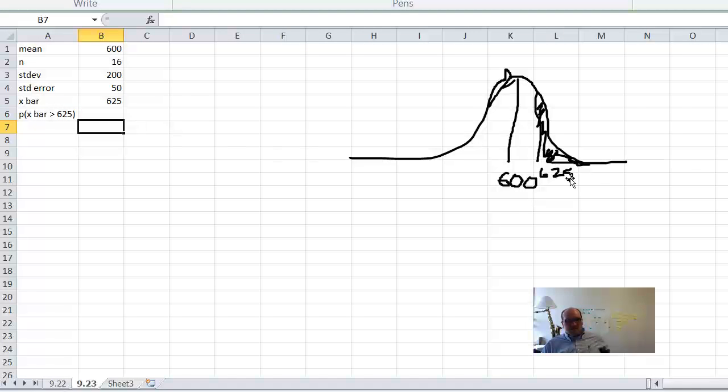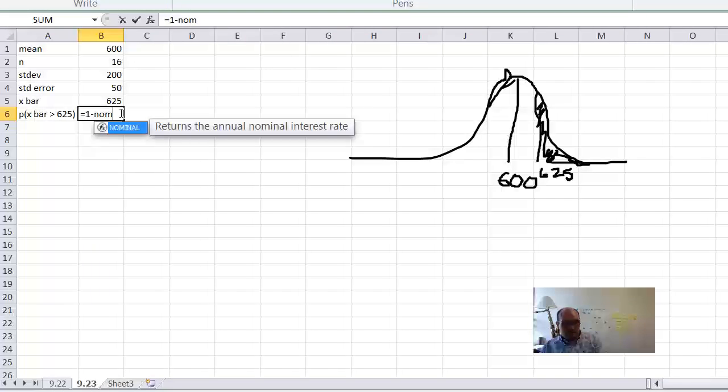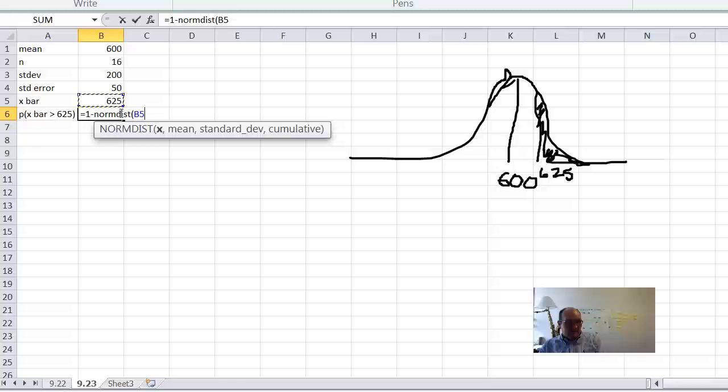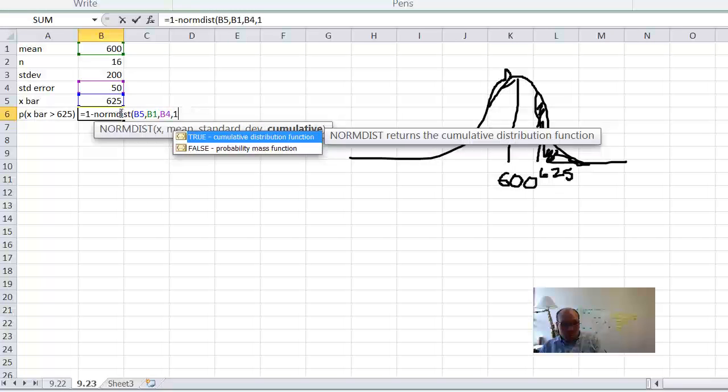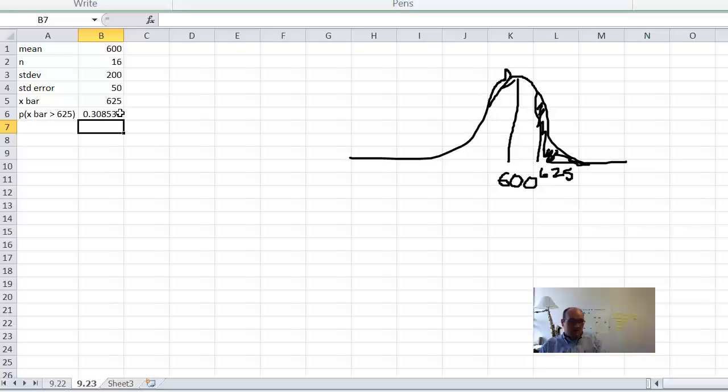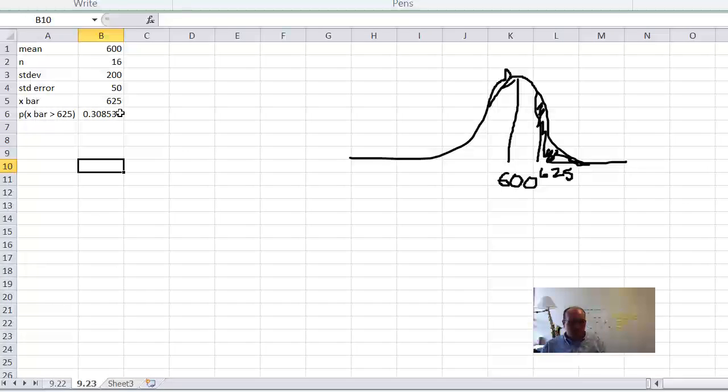But this is pretty easy. Once we know how to do this, we can solve this problem, right? So this is just equals 1 minus norm dist. What we got is x bar. What we expected was 600 as the mean, and the standard deviation is actually a standard error because we're dealing with means, not individual things, and 1. So 30% chance.